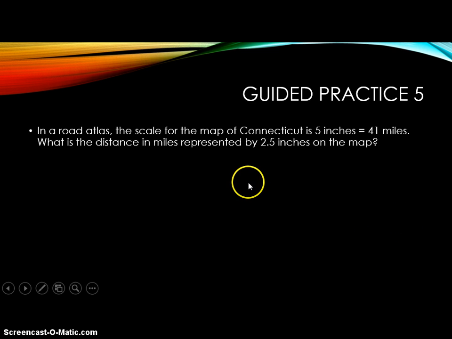So here's the last problem I want you to have ready for me tomorrow. In a road atlas, the scale for the map of Connecticut is 5 inches equals 41 miles. What is the distance in miles represented by 2.5 inches on the map? Okay, so set up your proportion. Inches on top, miles on the bottom, equals inches on top and your x on the bottom. Cross multiply to solve, and I will see you guys tomorrow.